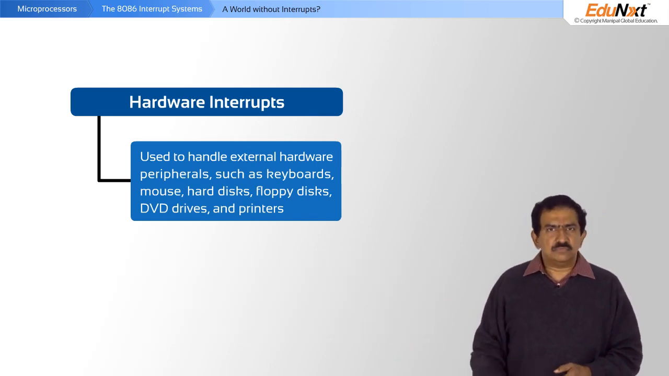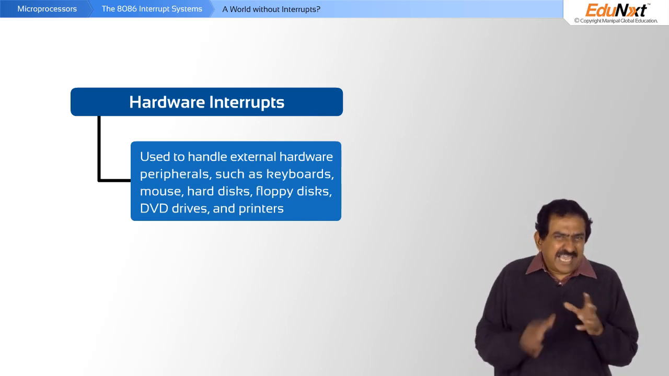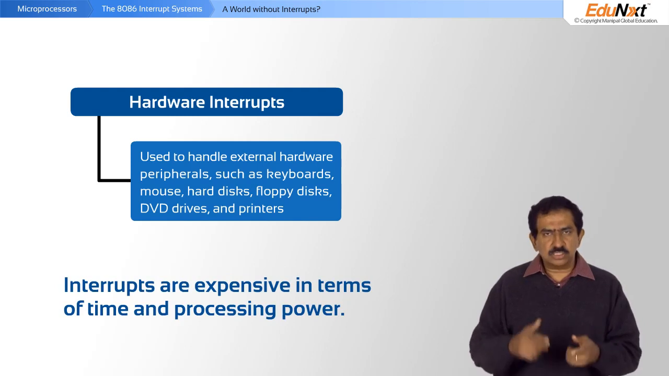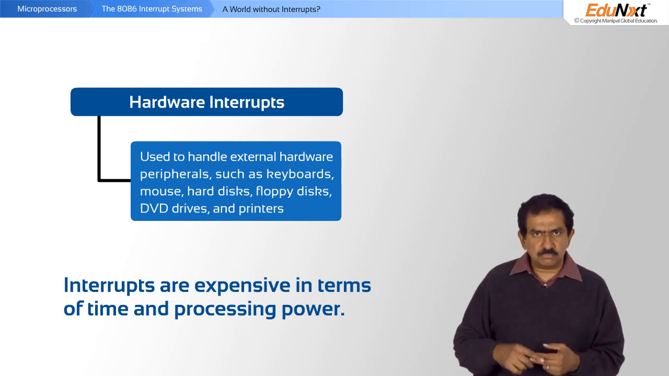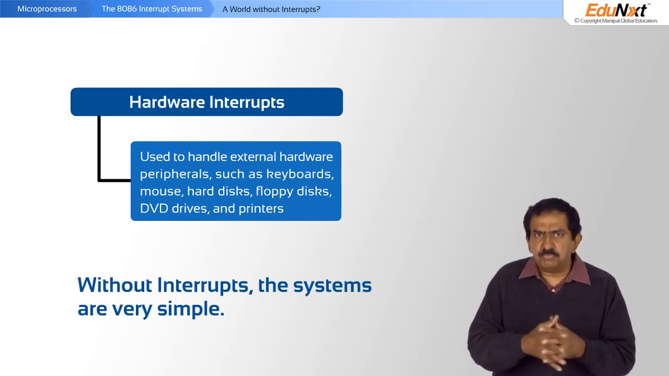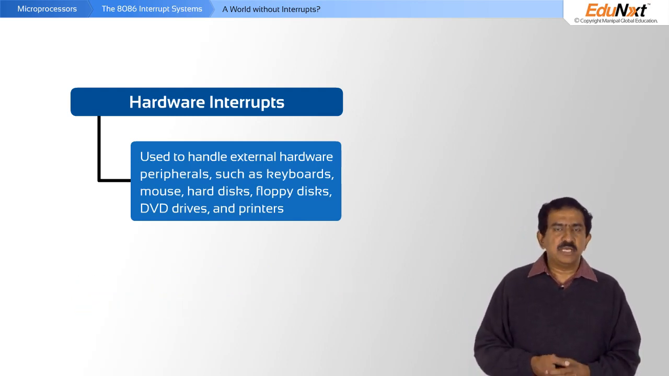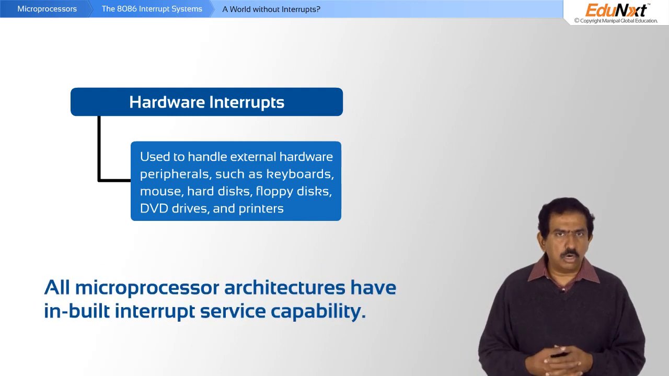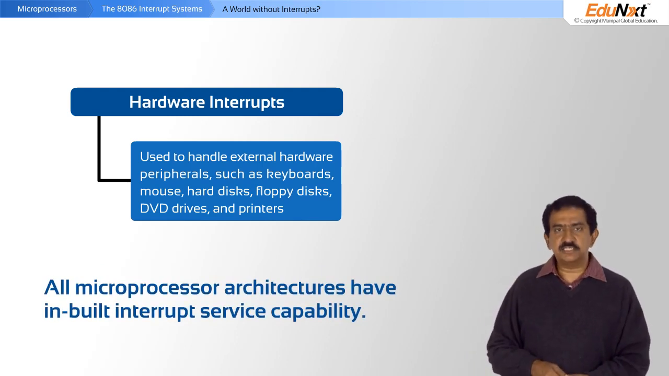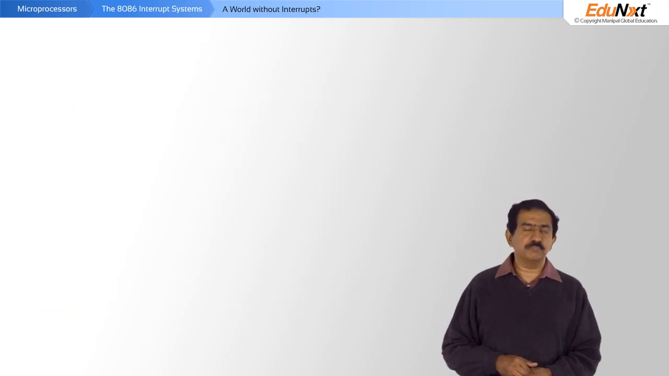While you can imagine a world without interrupts, it is extremely costly both in terms of time and processing power, because you're going to do polling all the time. The system has to be very simple if there are no interrupts, and that's why almost all architectures of microprocessors have an interrupt service capability built into them.